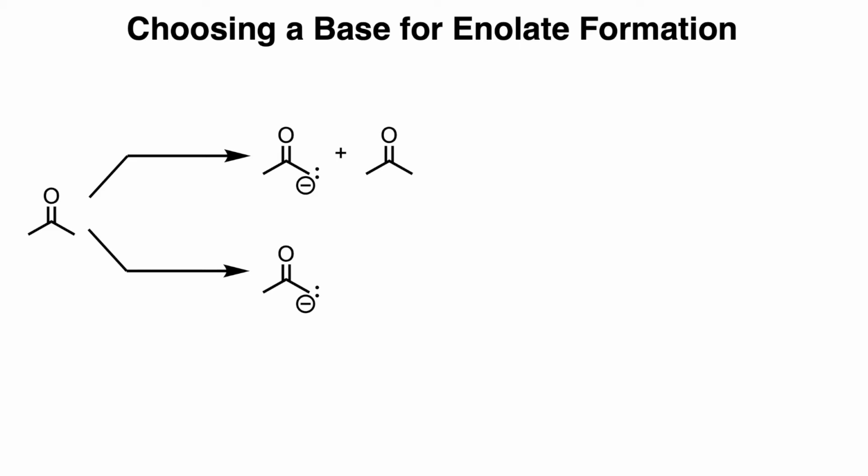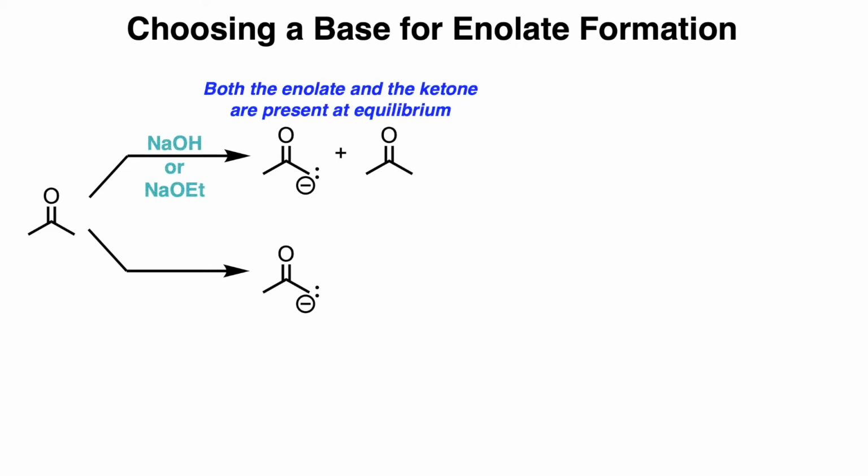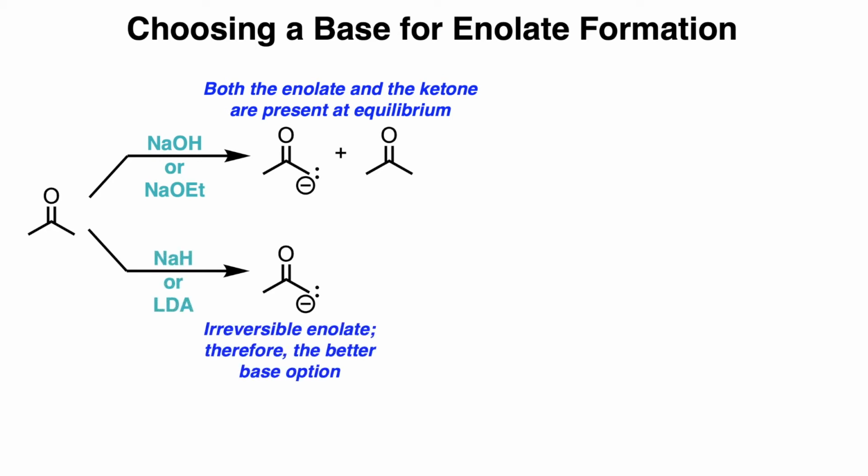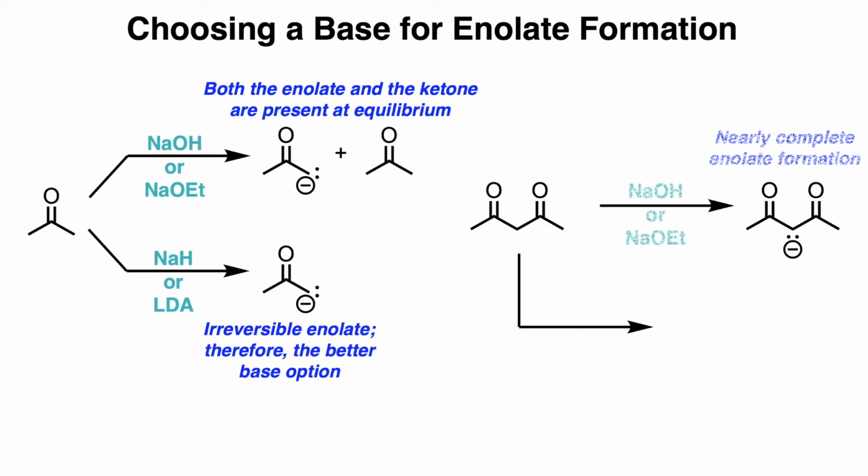Aldehydes and ketones in general will form a mixture of enolates or not react at all if treated with a weaker base like NaOH or NaOEt. So, if you're using a ketone or aldehyde, they typically need a much stronger base like NaH or LDA, which is a strong bulky base, to form the enolate. However, if you're using a diketone, then a weaker base like NaOH or NaOEt is sufficient and can be used to form an enolate, and LDA or NaH are not necessary.